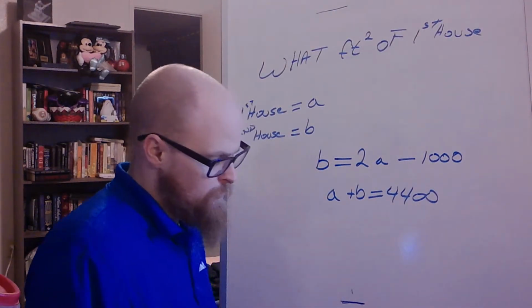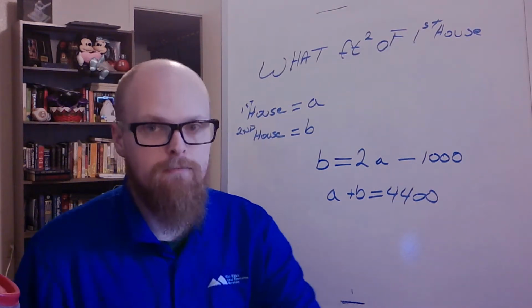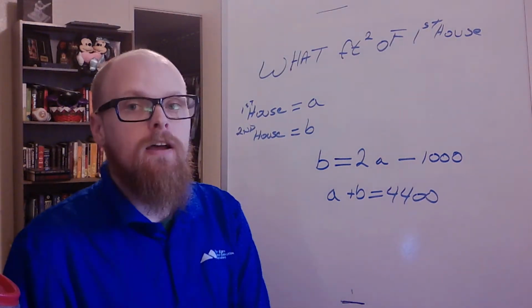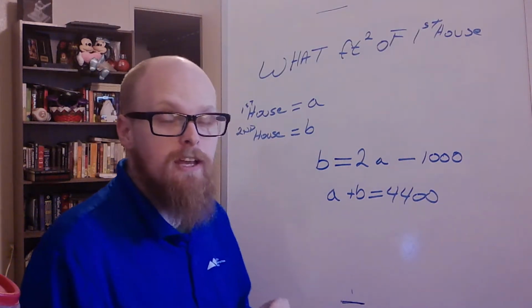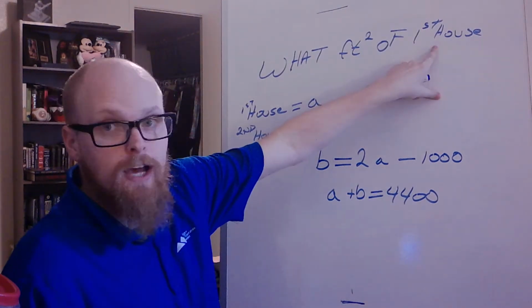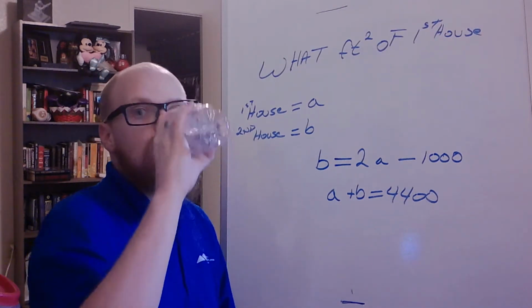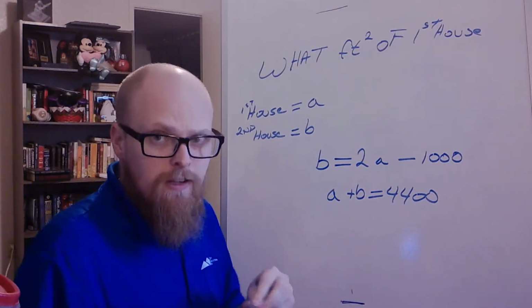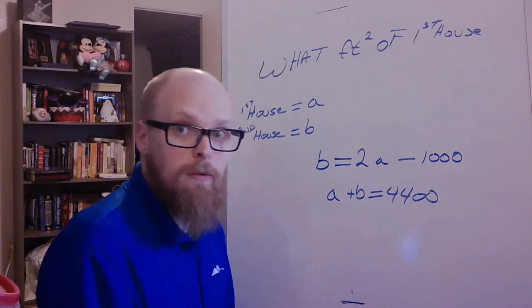Okay? Draw lines down. When we're done, we've drawn all the information we can out of the words. Now we have to solve. In this case, we don't care about B. All we care about is the first house, which is A. Right? So we need to solve for A, which means manipulating the equation to find out what A is, right?